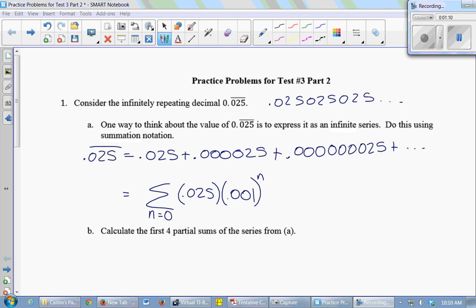And then when I plug in a 1, 0.001 times 0.025 gives me 0.000025. And I'll do that to infinity. Or if you like to start at n equals 1, you could have n equals 1 to infinity of 0.025 times 0.001, but then your exponent has to be n minus 1.